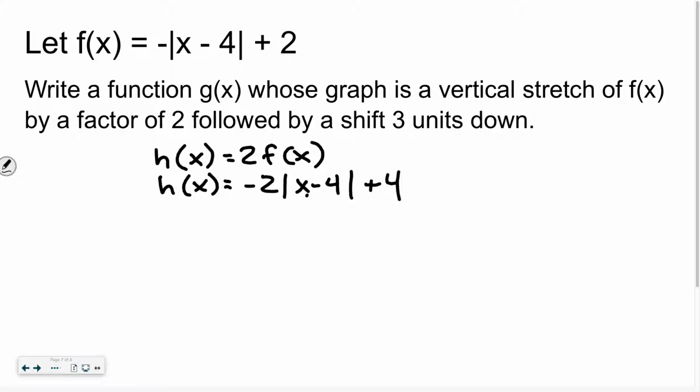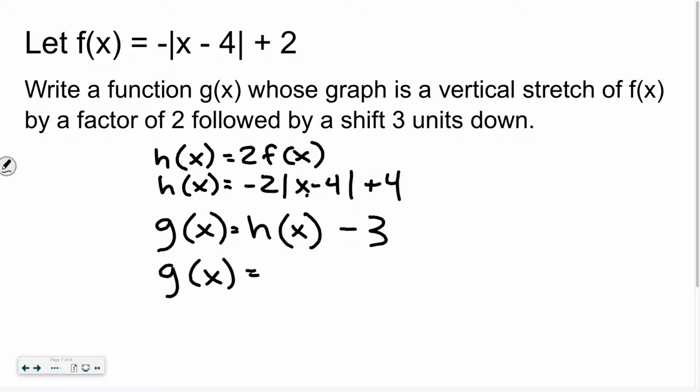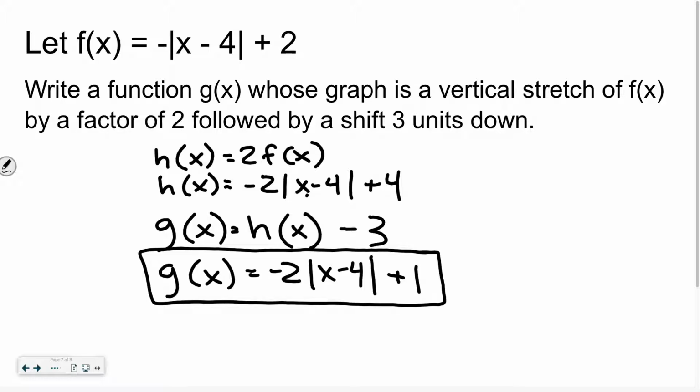And then I got to shift it 3 units down. So yesterday we talked about 3 units down from this h of x would be h of x minus 3 in the back, right? So if you think about that, it's not going to affect your negative 2 absolute value of x minus 4, but then you're going to have plus 4 minus 3, which would be plus 1.